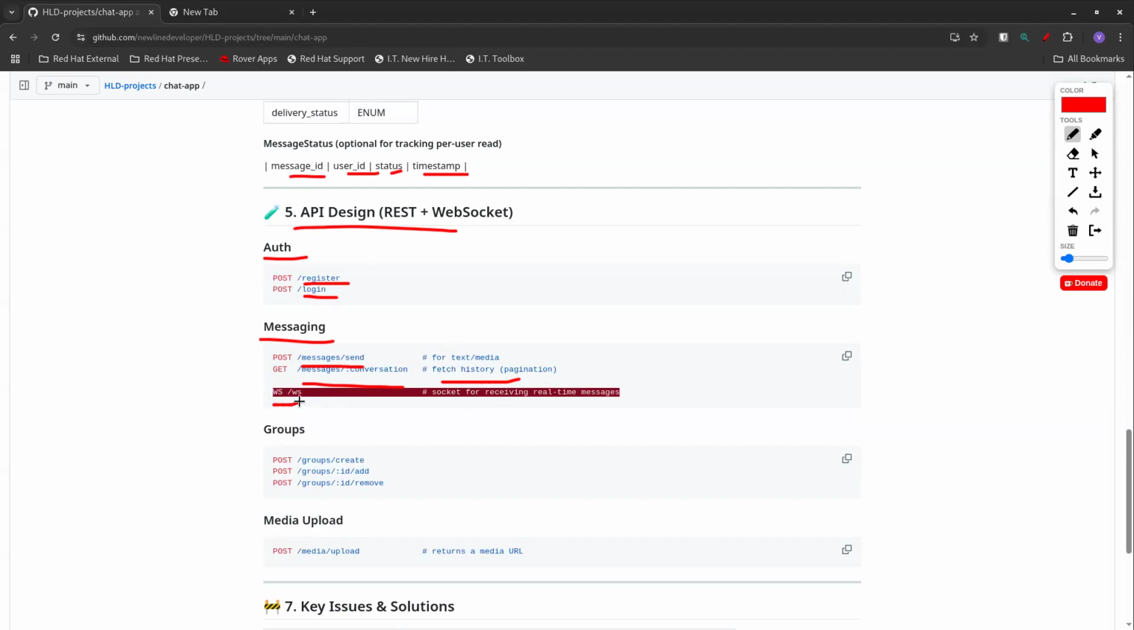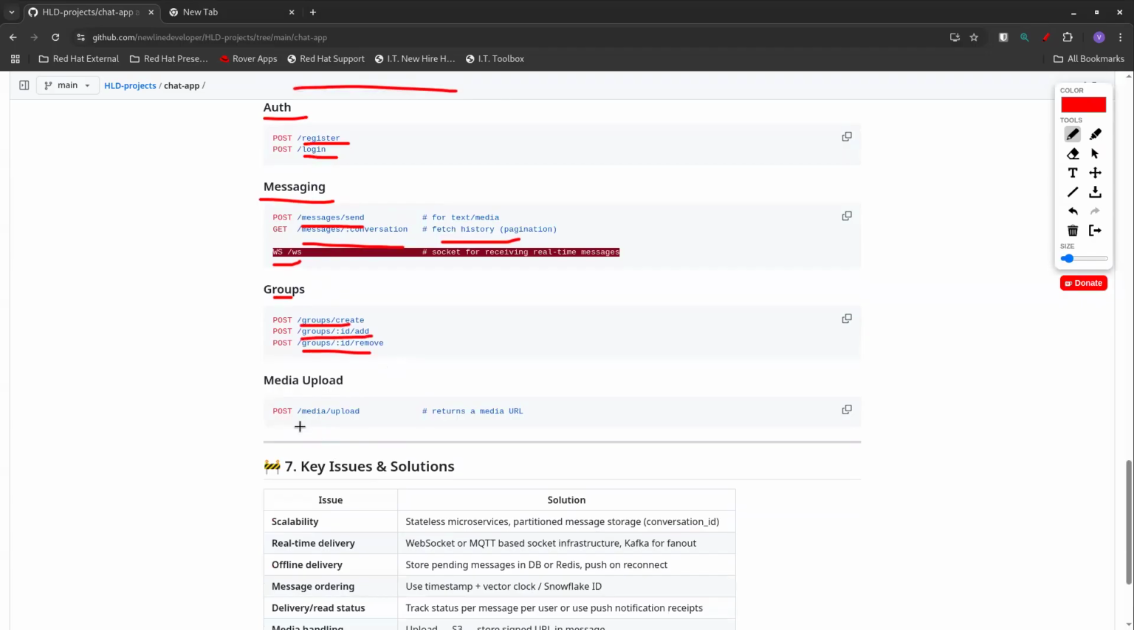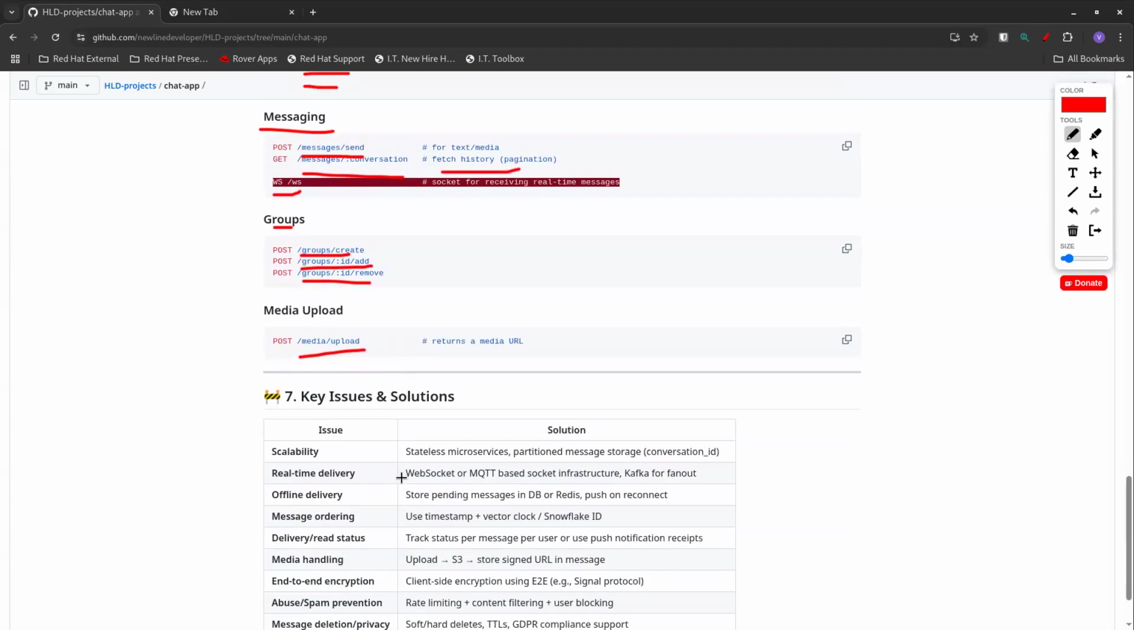And then we need WebSockets to send real-time messages. And in groups also we can create them: create group, add member, remove member, we can do that. And media upload, so any files they want to upload, they can do. Okay. So these are the minimal APIs we need.